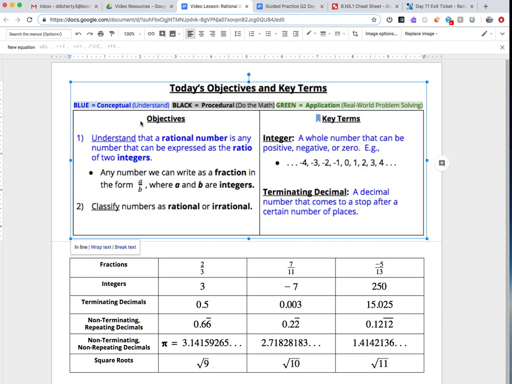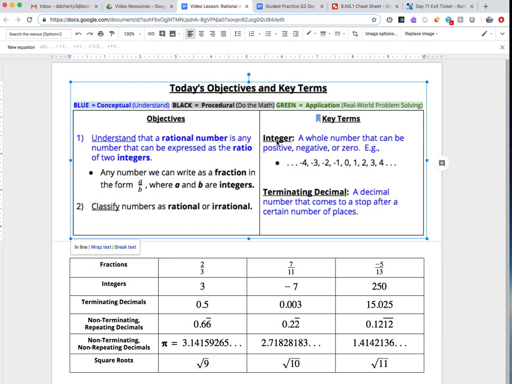First, we need to know what the definition of a rational number is. That's our first objective today. Understand that a rational number is any number that can be expressed as the ratio of two integers. That's a fancy way of saying any number that we could write as a fraction in the form a over b, but a and b both need to be integers.